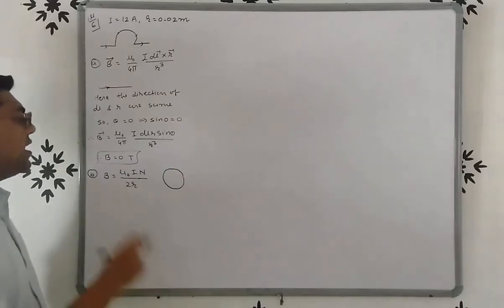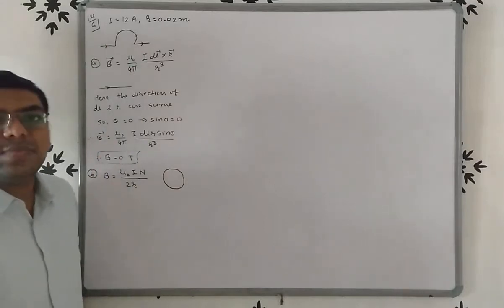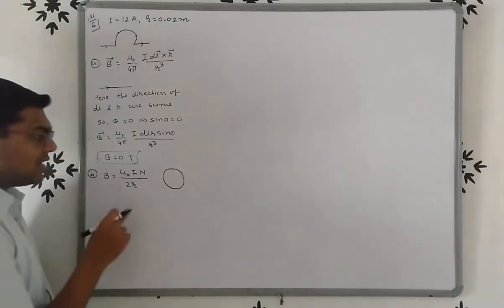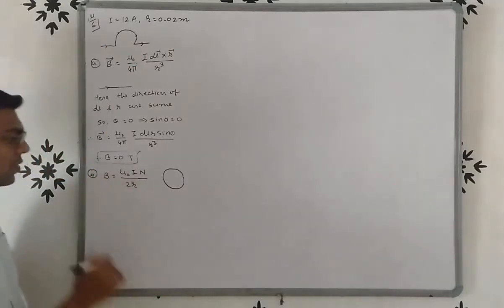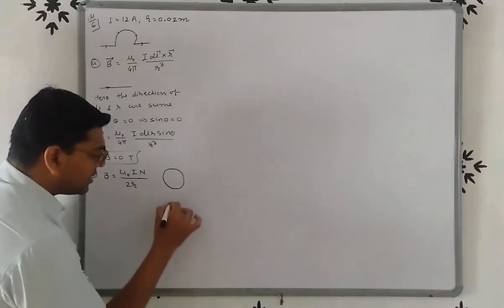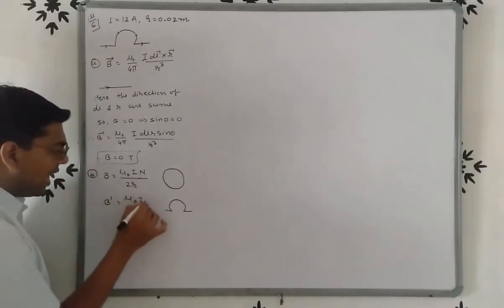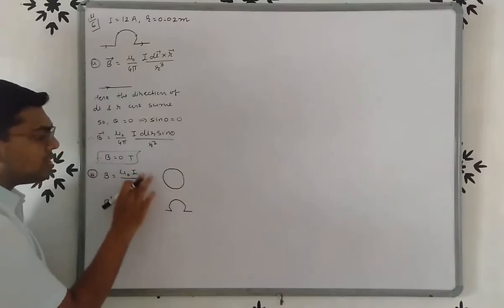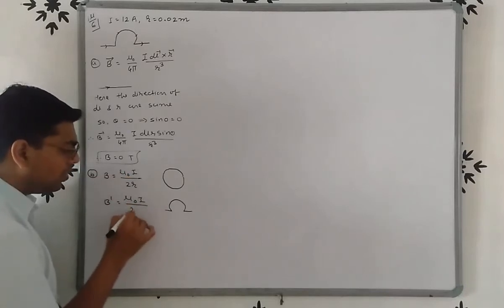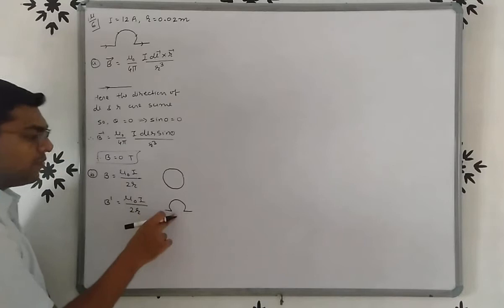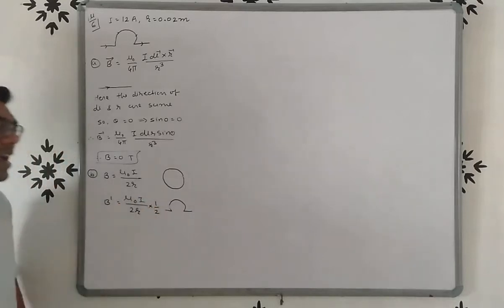But here the straight wire is bent into a semicircle. So if it is semicircular, then this magnetic field will be halved, or we can say divided by 2. For this semicircular ring, B dash will be mu 0 I upon 2R, since no number of turns is given. But for a semicircle we have to divide by 2, so 1 by 2.